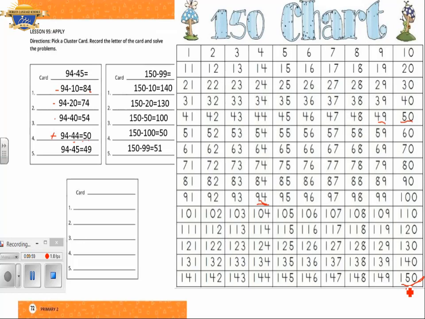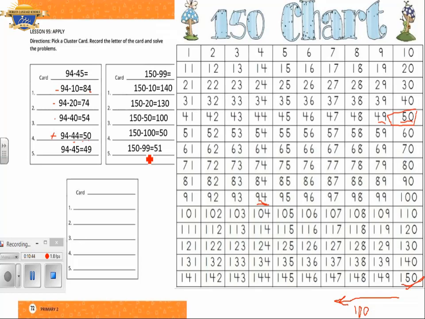But if you look at the problem number 4, it gives me the key to solve this problem. 150 minus 100 equals 50. I will start with 150 and I will count back 100 steps, and I will land on number 50. So the steps here decreased.